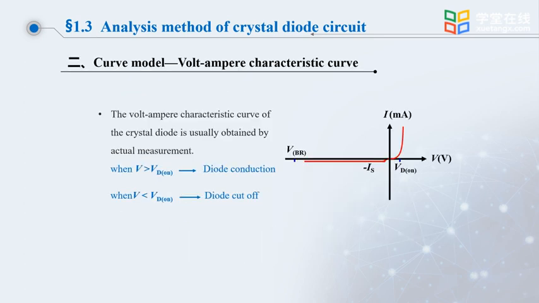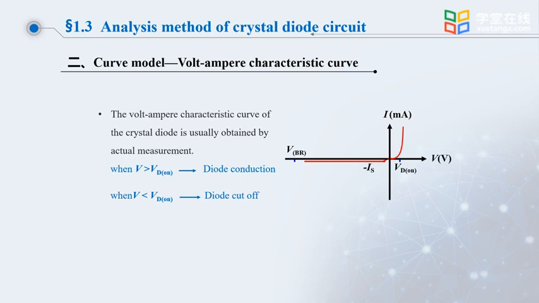The second model is a curve model, also called the volt-ampere characteristic curve. The volt-ampere characteristic curve can be measured by experiment. In this curve, VD on is a dividing point. When V is greater than VD on, the diode is turned on, and we think the relationship between its current and voltage is an exponential relationship. When V is less than VD on, the diode is cut off and the current is very weak.